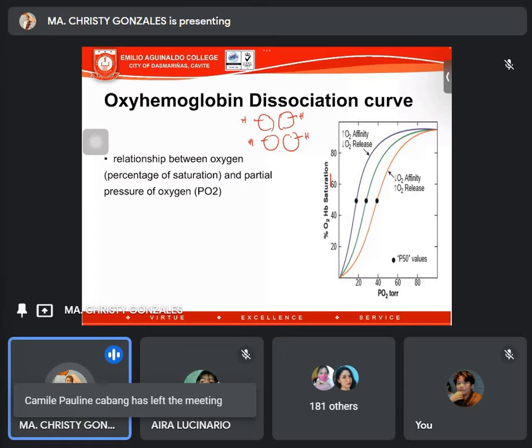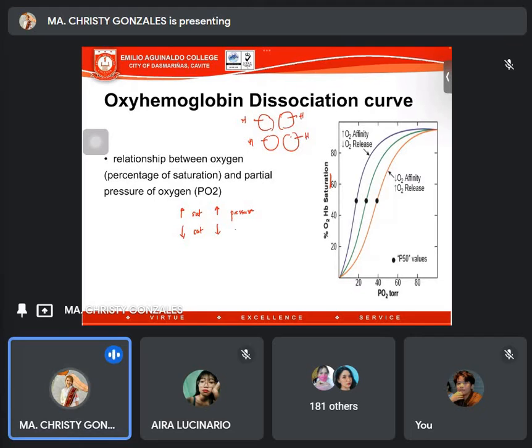Siyempre, kung mataas ang oxygen na meron, mataas ang pressure. Kapag less ang oxygen, ibig sabihin, less din ang pressure. Kaya po, ang oxygen, saturation, at saka partial pressure, they are directly proportional. Kung tumataas ang saturation, tumataas din ang pressure. Right? Kung bumababa ang saturation, bumababa din ang pressure. Naintindihan? Okay.